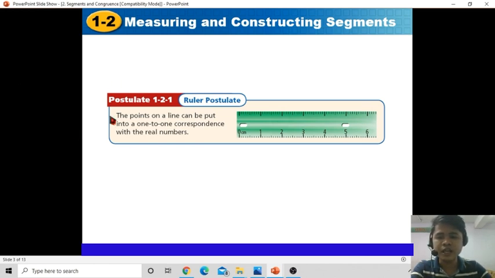The first postulate that we will discuss in this video is the ruler postulate. It states that the points on a line can be put into one-to-one correspondence with the real numbers. In other books, the ruler postulate states that a point on a line can represent a value. Okay, that forms a coordinate. Any line can be a number line. Just as you can see, a ruler looks like a number line.